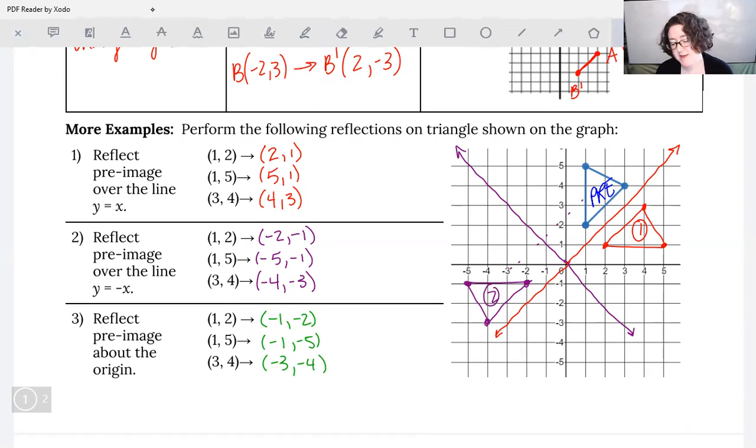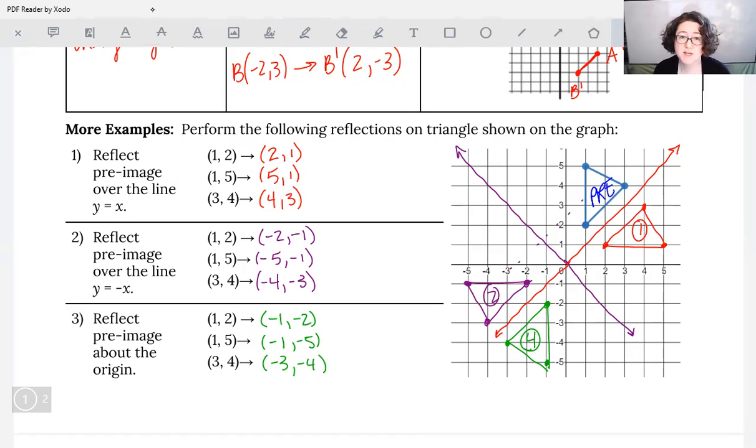Alrighty, so again, it should look like it went straight through the origin on the other side. I think it's going to be kind of right below that purple triangle 2. Let's see what happens. So (-1, -2), (-1, -5), and (-3, -4). There we go. Straight across from that origin. Awesome. So there's our triangle 4. All right, so those are reflections.